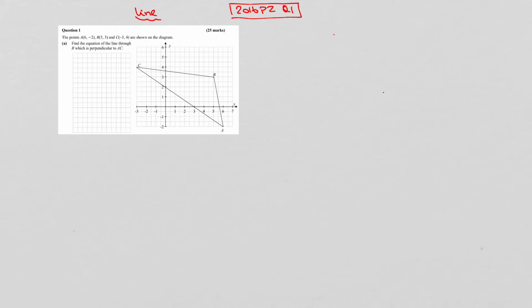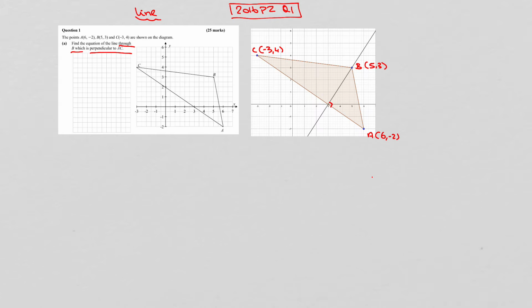2016 paper 2 question 1, line. So here in this triangle we're given 3 points A, B and C, and we know all of the coordinates, and we're asked to find the equation of the line through B that's perpendicular to AC. So if we draw the diagram, or we draw the line through B perpendicular to AC, we can see the line that we're looking for.